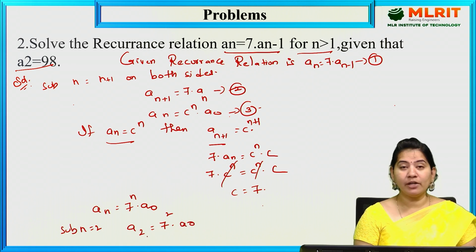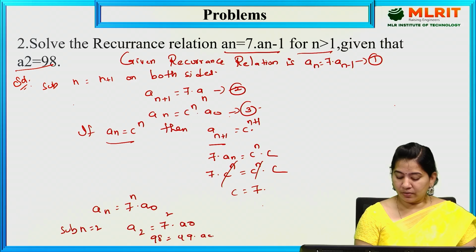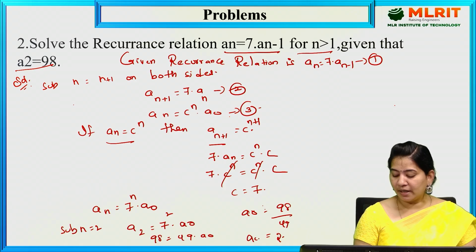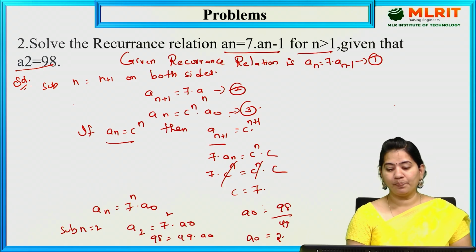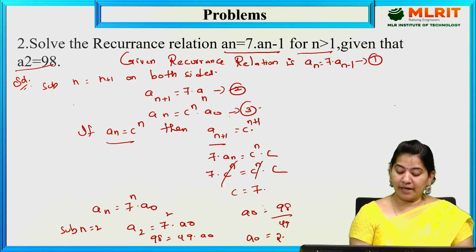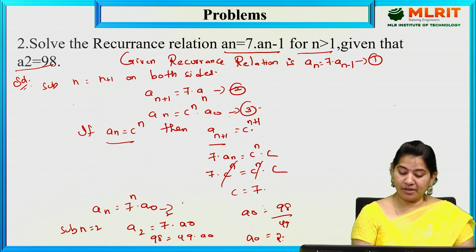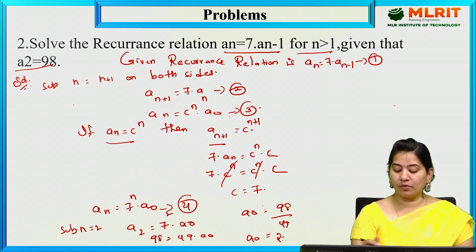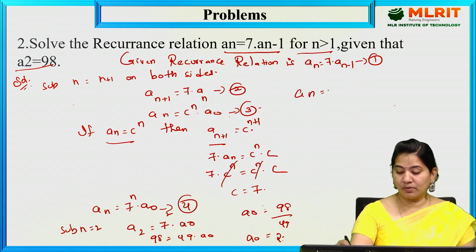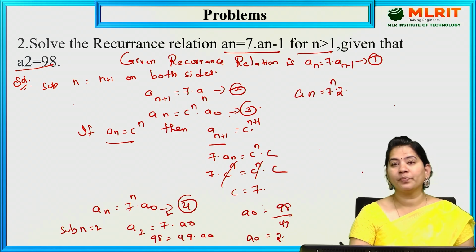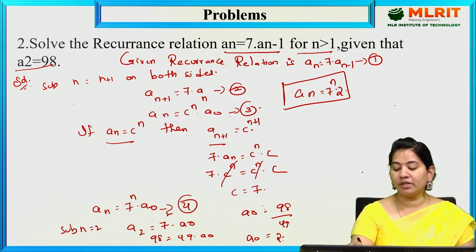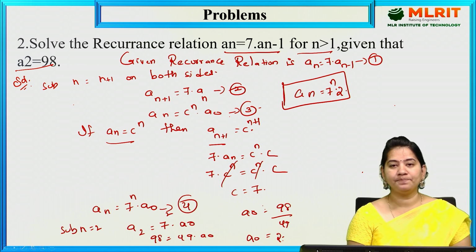So what is a2 here? 98. So 98 is equal to 49 into a naught, which is nothing but a naught is equal to 98 by 49. So here you will get the a naught value as 2. And substitute this a naught value in this equation here. Let us consider this equation as 4. Then you will get an is equal to 7 power n into 2. So this is the general solution for the given recurrence relation here.